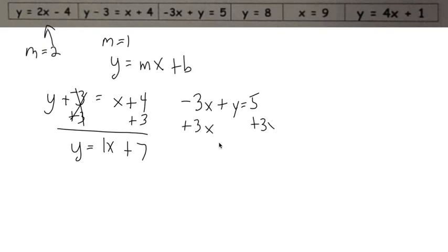And I'll be left with the y equals +3x and then plus that 5. So now it's in slope-intercept form. So we know the number in front of the x has to be our slope. The number is the 3. So for this equation, m is 3.